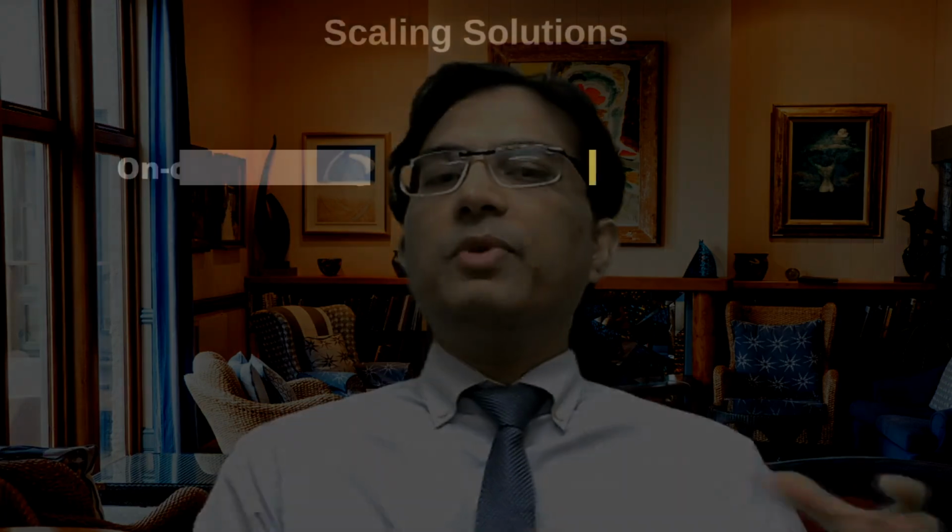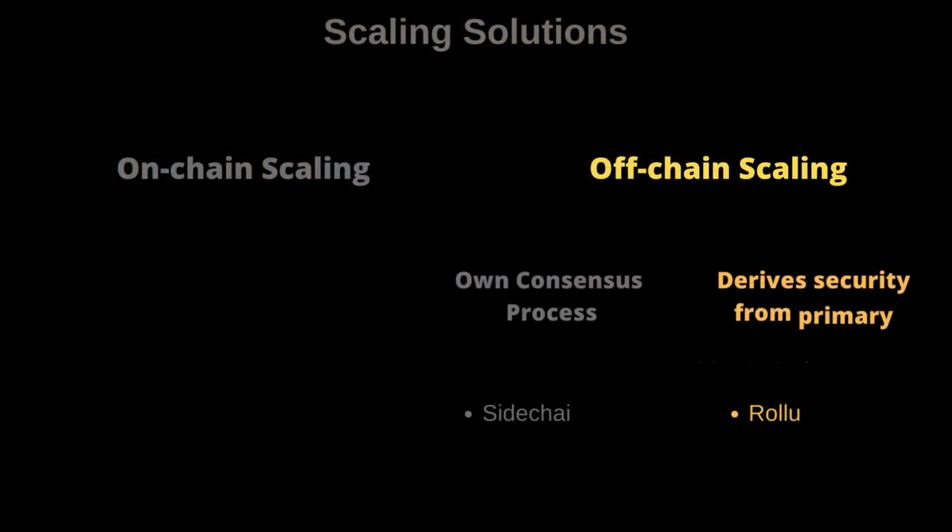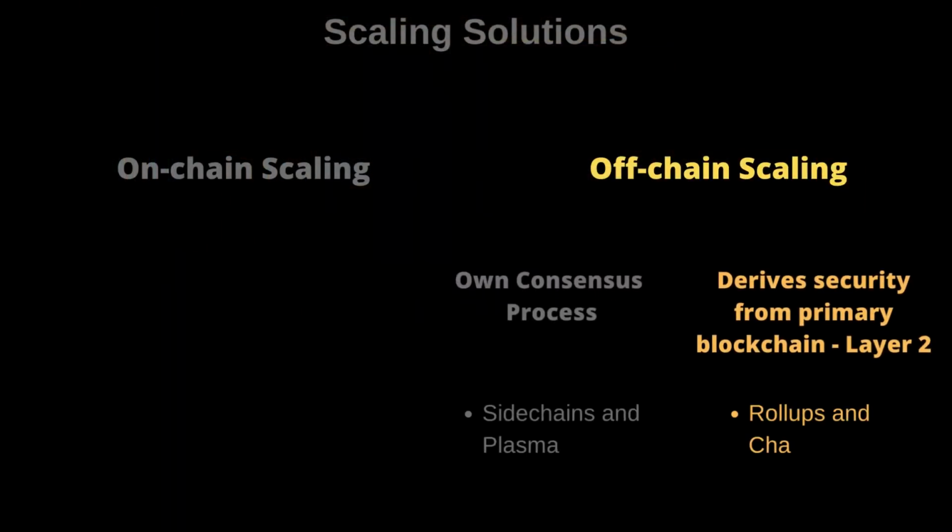Now let us talk about Layer 2 scaling solutions. As we mentioned before, Layer 2 scaling solutions depend on the main network for security. So they do not have any consensus processes and are not independent blockchains. These solutions involve processing transactions off-chain. Let us start with rollups.